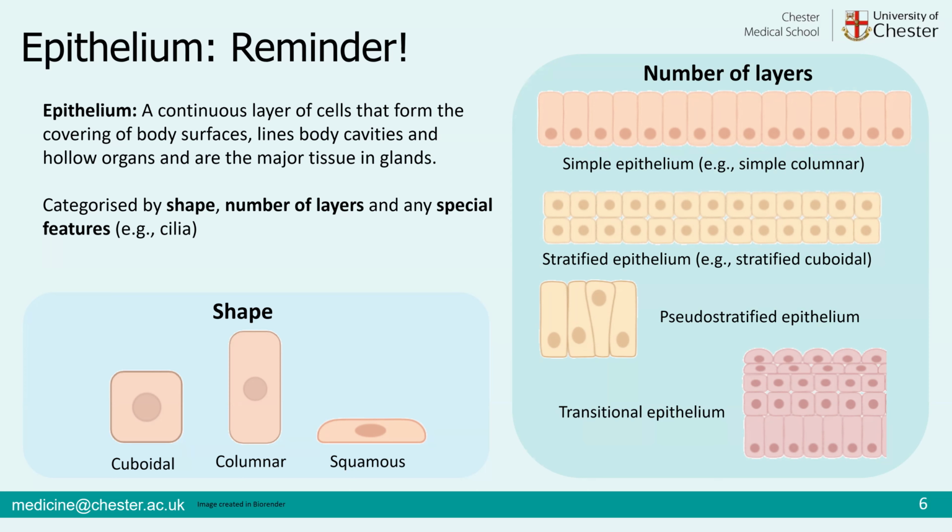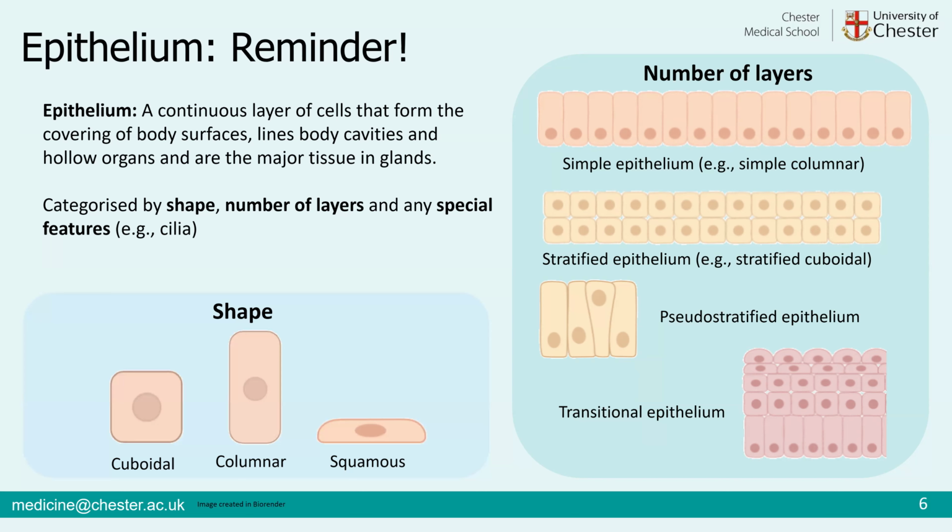We have our pseudostratified epithelium, which is going to be featuring very heavily in today's session. That's where it is a single layer of cells, but because the nuclei of those cells sit at different levels, it gives the appearance of a stratification, even though it's not. So that pseudo refers to it being a fake stratification.